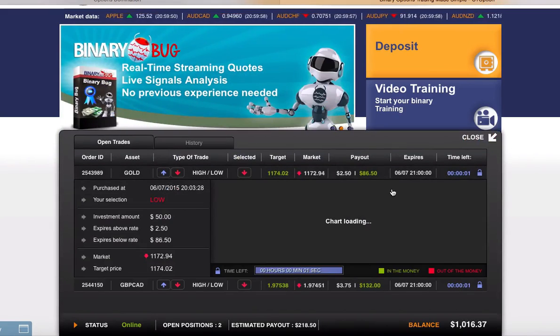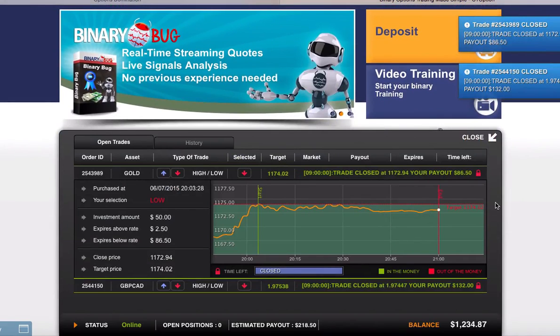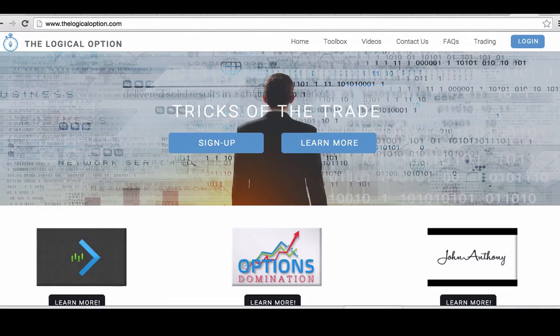Alright, so the trade is expiring now, and as you can see, this was a successful trade in which we made $36.50. And the cool thing here is that this is only one trade. So let's hop over to our site and see what kind of long-term gains we can forecast.